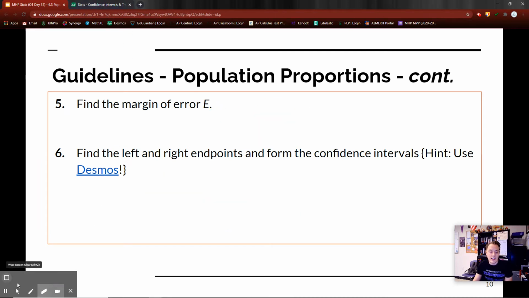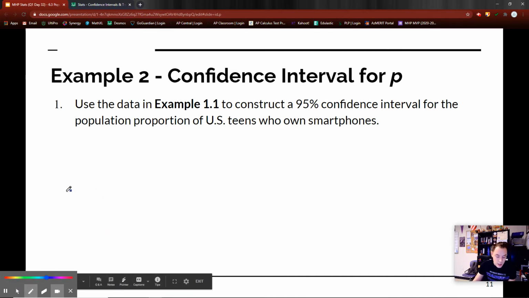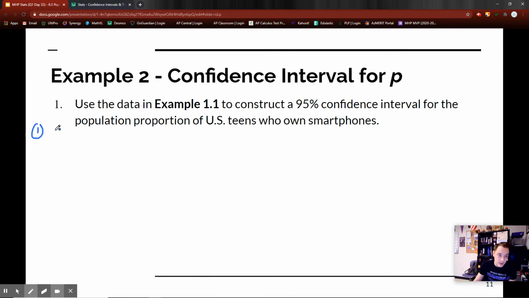So let's erase this and let's just get right into it. Use the data from example 1.1 to construct a 95% confidence interval for the population proportion. So that means let's list out our data first. Well, I said my p hat was 0.372, which means my q hat, something I haven't found yet, is 1 minus that. So what that equals is 0.628. Okay? And then my n we said was 1,000.